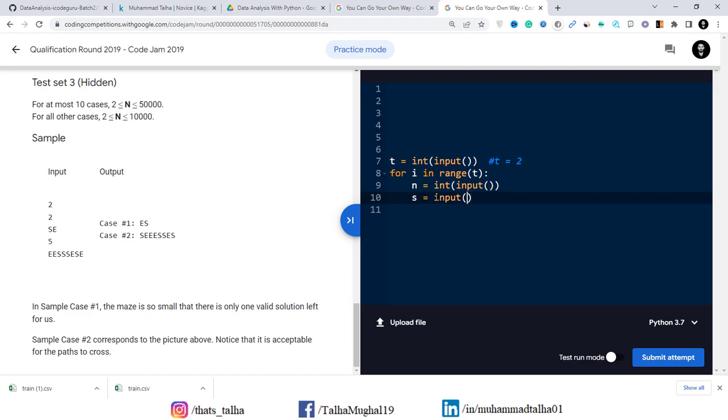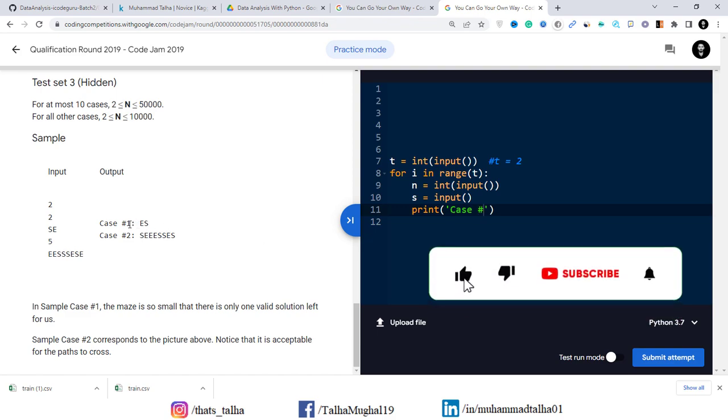Now this is the string, so we don't have to convert it into the integer, so it will remain this way, right? After that, we just have to return the result for each case. So I can just write print, and we have to see the format of the output file. First we have "Case #", so I can write Case #, and after that the number of the test case.